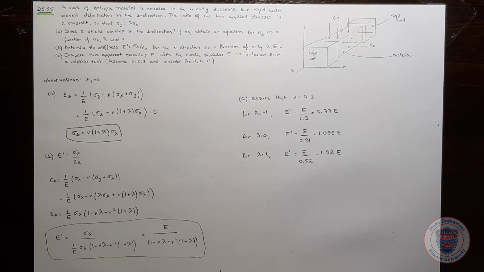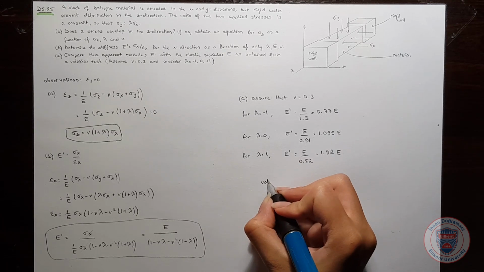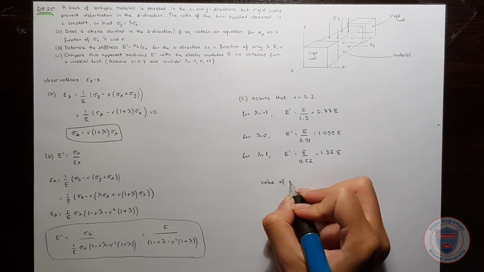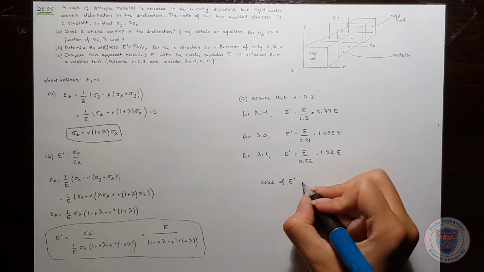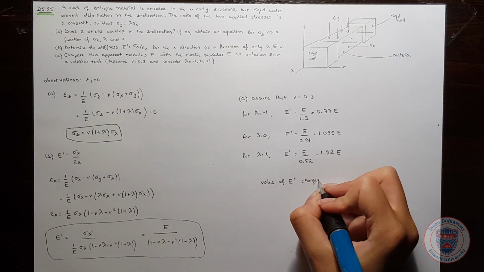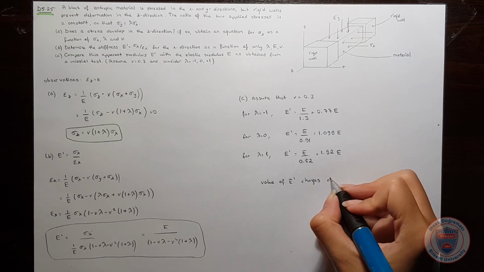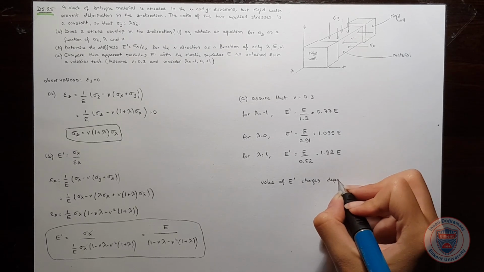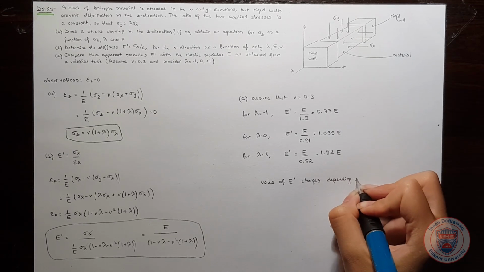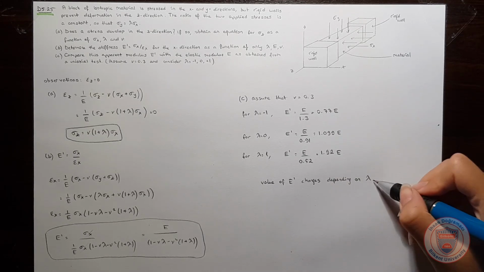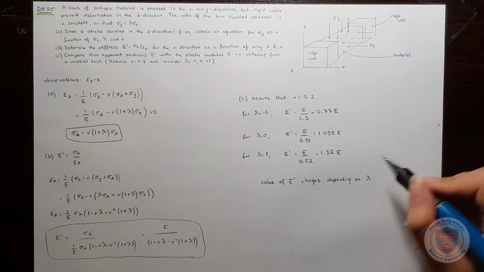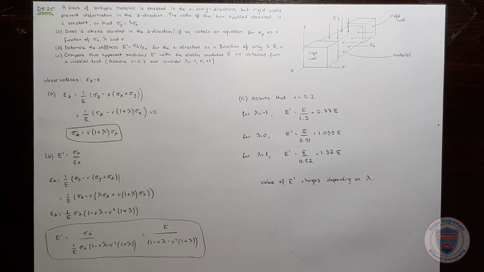As a conclusion, we can say that the value of the stiffness for the x direction changes depending on lambda. When we change the value of lambda, we got a different value for E prime.